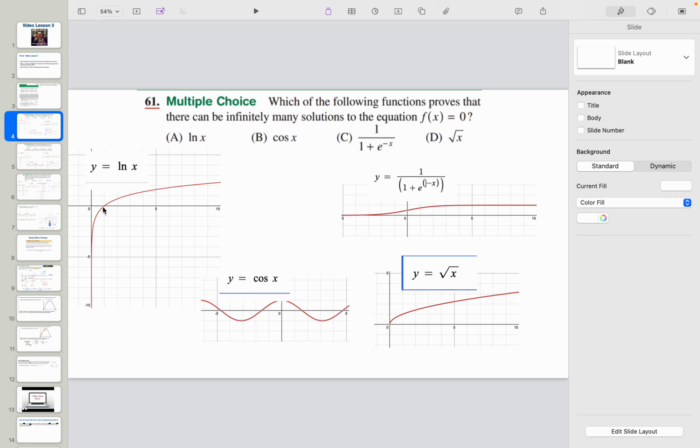So ln of x, well, that's just one solution right there. And this doesn't look like it has any solutions. It looks like it has an asymptote. Here has one solution, so cosine x. So your answer should be choice B.